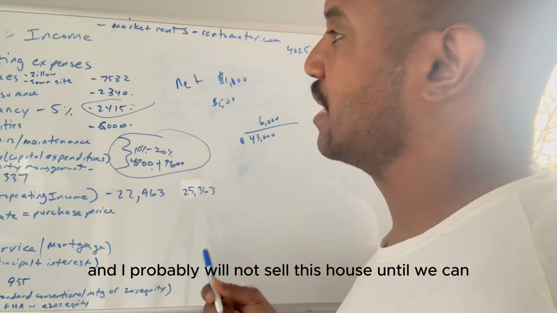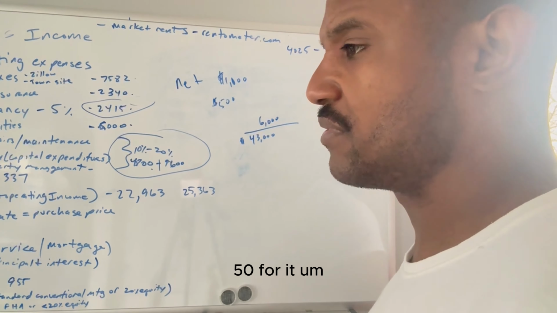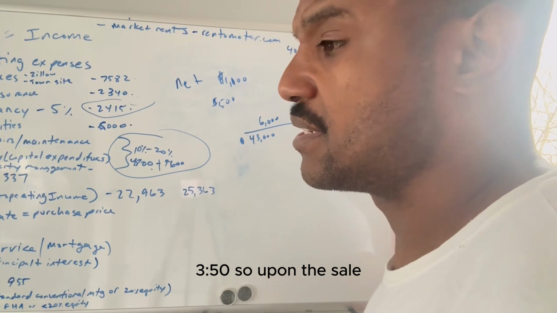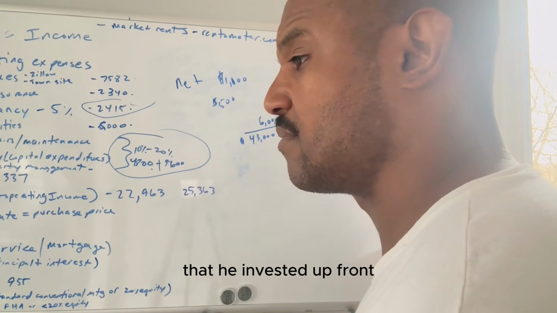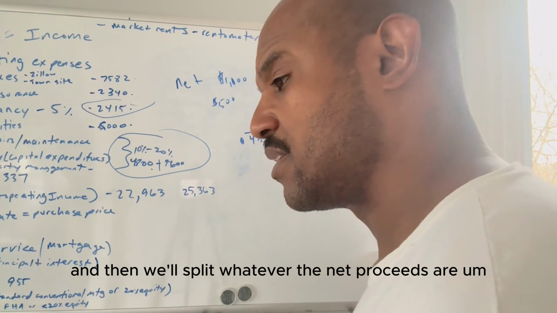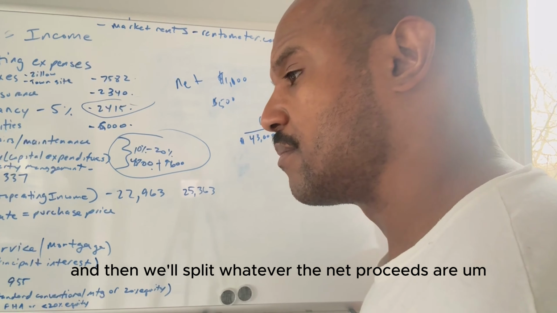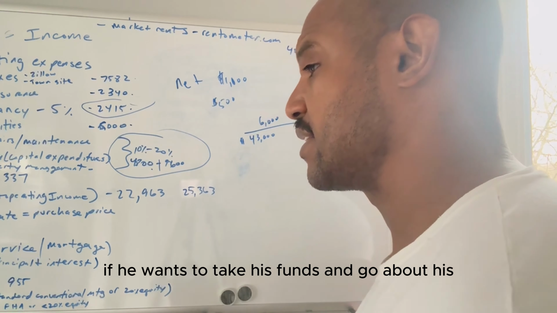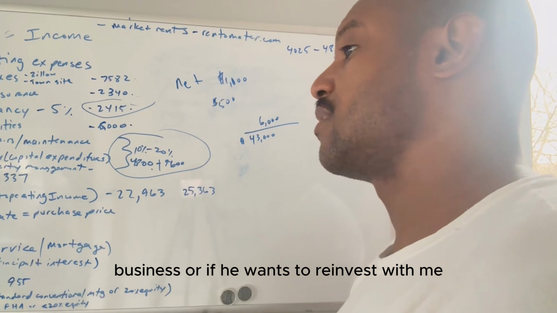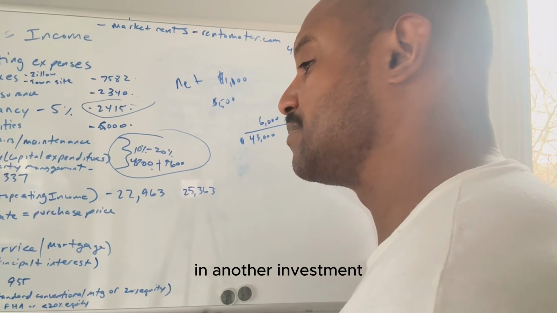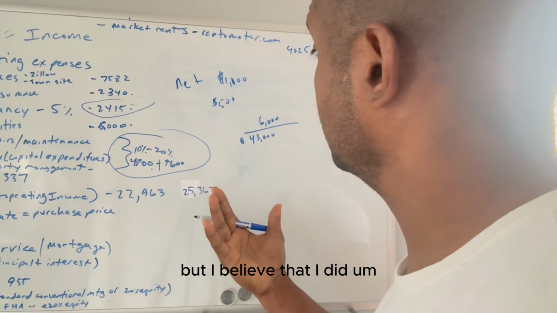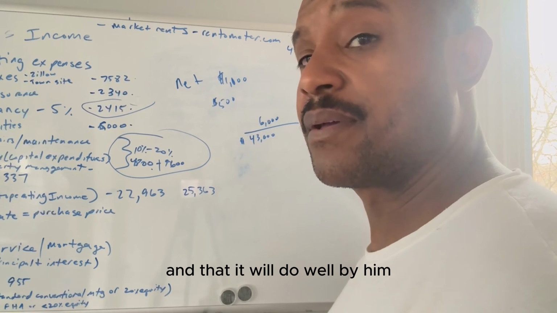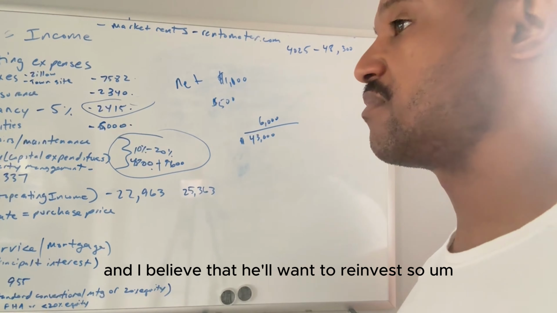And I probably will not sell this house until we can at least get $350K for it. So upon the sale, he'll get all of his money back that he invested up front, and then we'll split whatever the net proceeds are. Because of capital gains, my goal with him, and it's completely up to him, is whether he wants to take his funds and go about his business, or reinvest with me in another investment. I believe the property is working well, and that it will do well by him, and I believe that he'll want to reinvest.